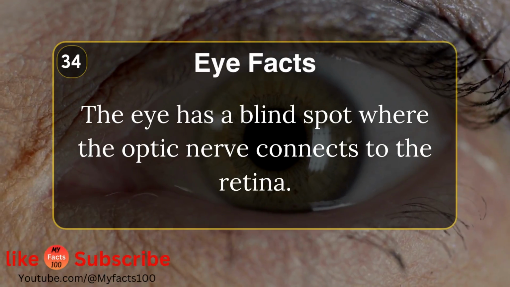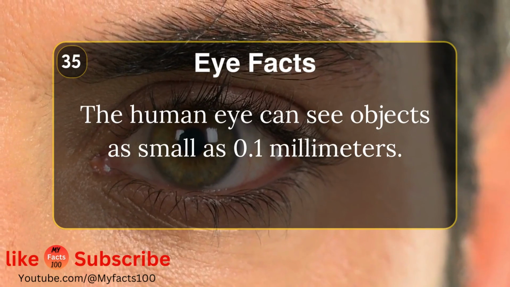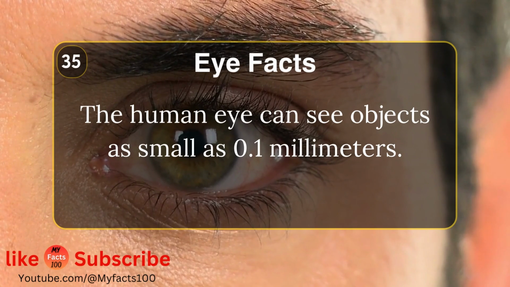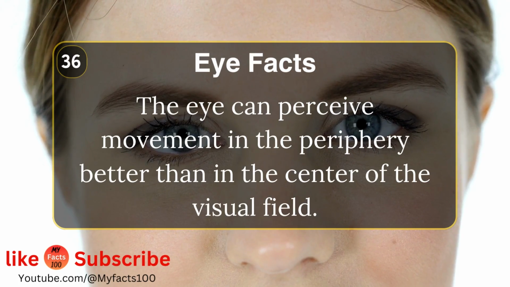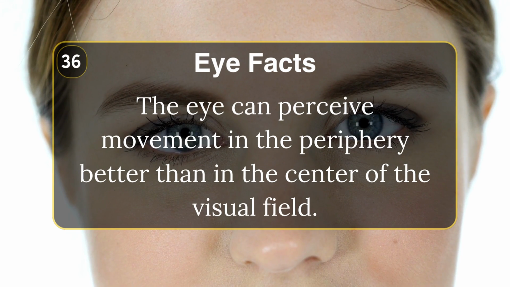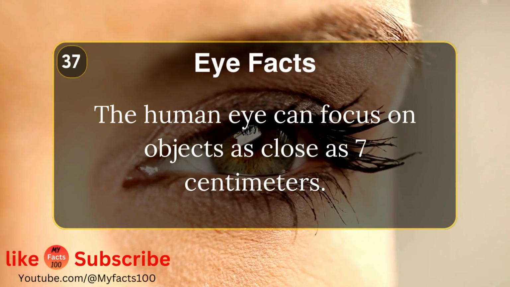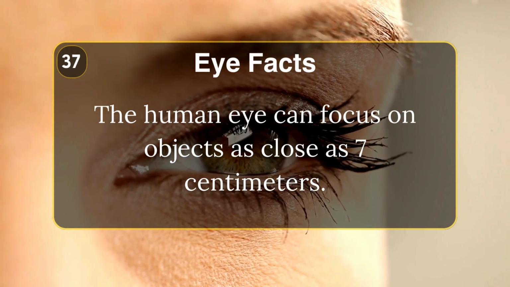The eye has a blind spot where the optic nerve connects to the retina. The human eye can see objects as small as 0.1 millimeters. The eye can perceive movement in the periphery better than in the center of the visual field. The human eye can focus on objects as close as 7 centimeters.